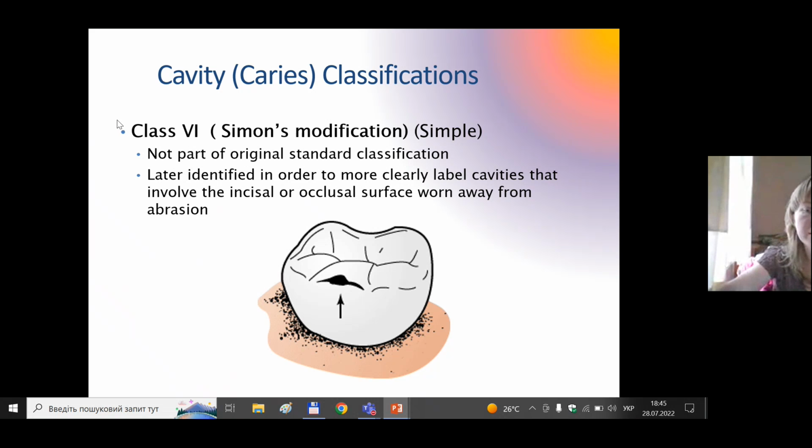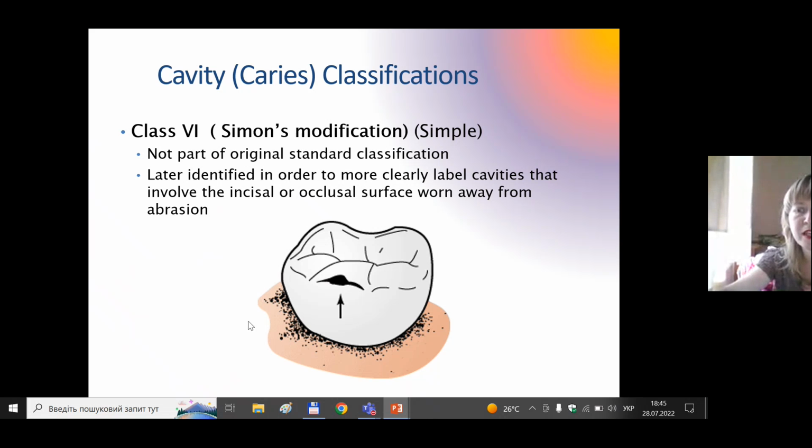At the beginning of the 20th century Black's classification was developed. At the end of the 20th century one more class was added, the sixth class, but it is Simon's modification of Black's classification. And these cavities are referred to as simple cavities. But as it is stated here, it is not part of the original standard classification. Actually, it is Simon's modification, I'm stressing once again.